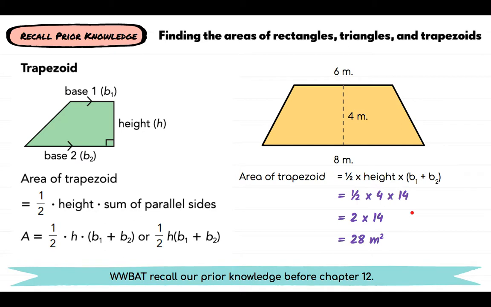Remember that the unit of an area is always square something. Square units, square meters, square feet, square inches, square centimeters, square miles, square kilometers. It's not going to be just inches or meters. It has to be square.